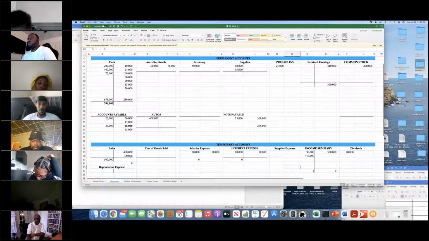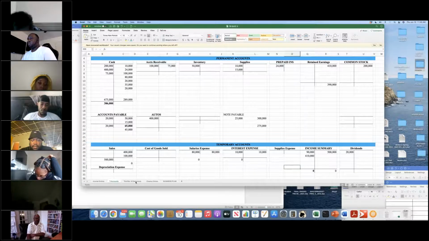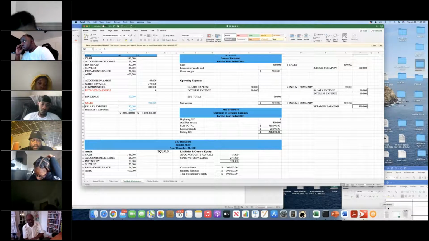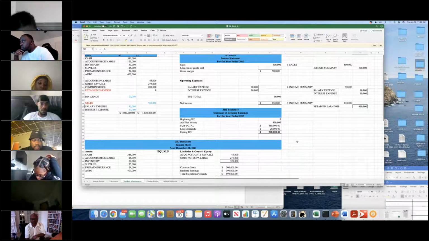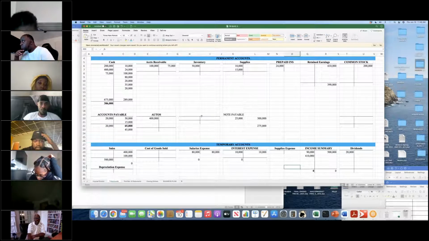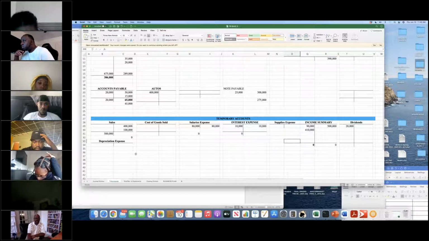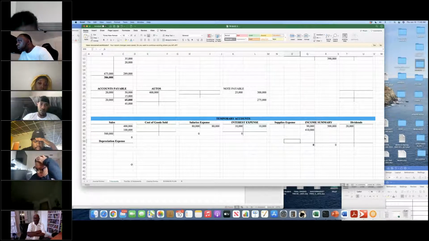What's closing entry 4 going to be? What do you think closing entry 4 is going to be? Accounts payable. No. Okay, let's look at it. Let's go back to the T account. If an account is up here, it's not closed. If it's down here, it is closed. What account down here still has a balance? Dividends, thank you. Dividends still has a balance.